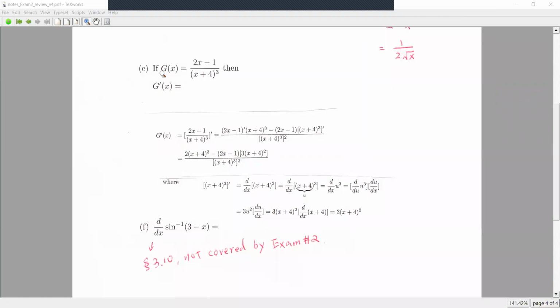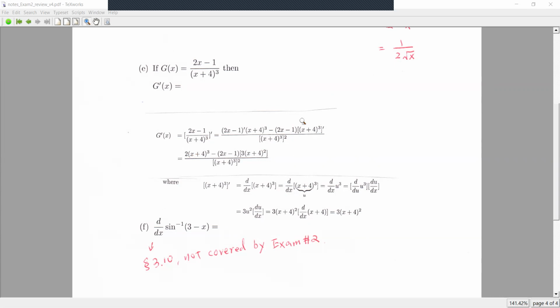Question E. The function g is a quotient. So, to compute the derivative of function g, we need the quotient formula. By the quotient formula, derivative is derivative of the top times the bottom minus the top times derivative of the bottom, then all divided by the bottom squared. Derivative of 2x minus 1 is 2.